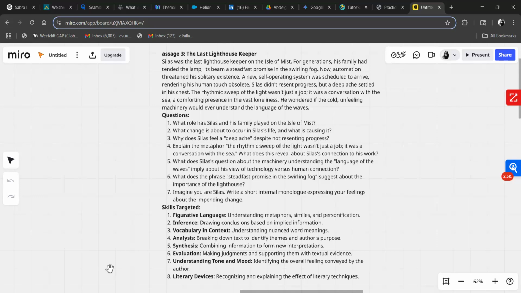If anyone has any questions, please feel free to ask. If you do not understand the meaning of any word in the passage, you are free to use Google, but other than that, do not use Google or ChatGPT or Gemini.